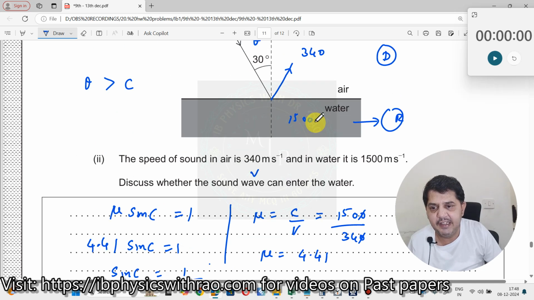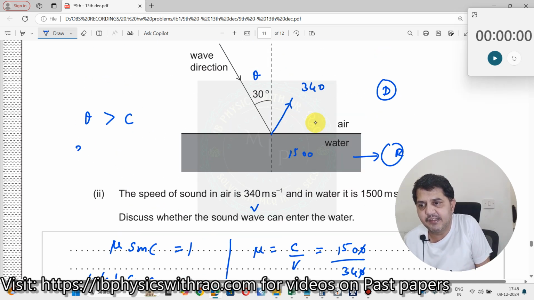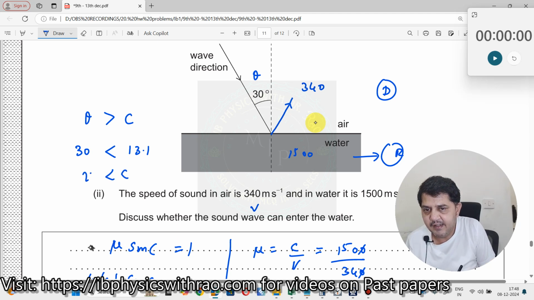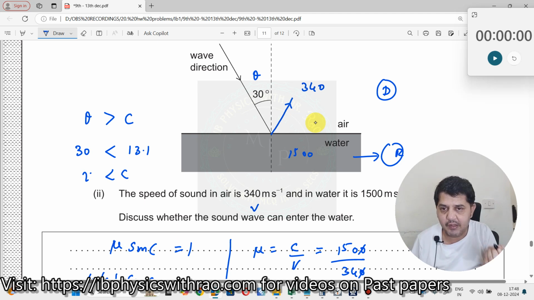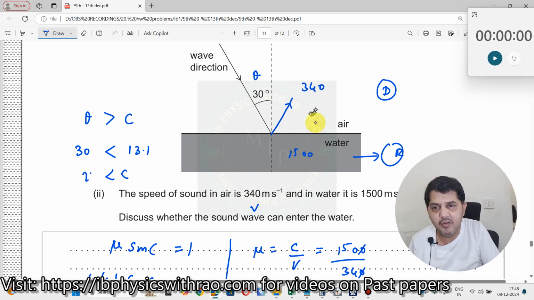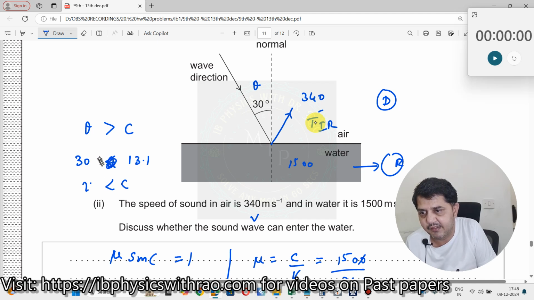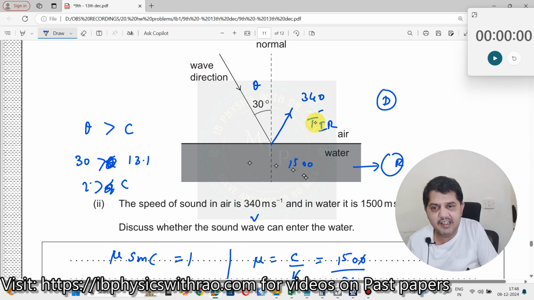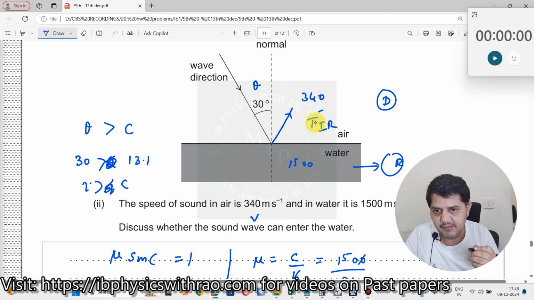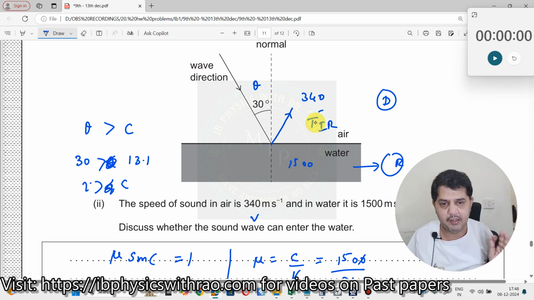Now what is the value of theta? Theta value is 30 degrees. So this is 30 degrees, and this is 13.1 degrees. So your angle of incidence is greater than C, which means the ray will not enter the water. It will get reflected, so it will undergo a TIR. I am sorry, this is greater than, not less than. The critical angle is 13.1, but you are making this ray of light incident at 30 degrees. So definitely it will not move in, and as a result it will get reflected back. So you get a TIR. So the wave will not enter the water. This is the answer for it.